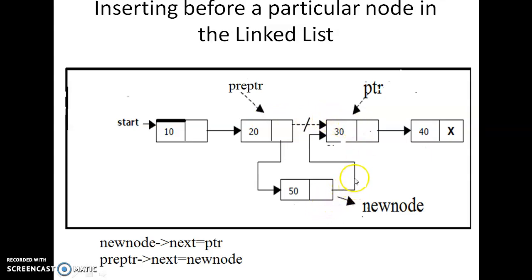So what I am doing initially, new node of next is pointing to pointer and pre-pointer of next is pointing to new node. What are the two operations that we are performing? New node of next is pointing to the pointer. This is the link that we have established. And pre-pointer of next is pointing to the new node. This is the link that we are placing here.